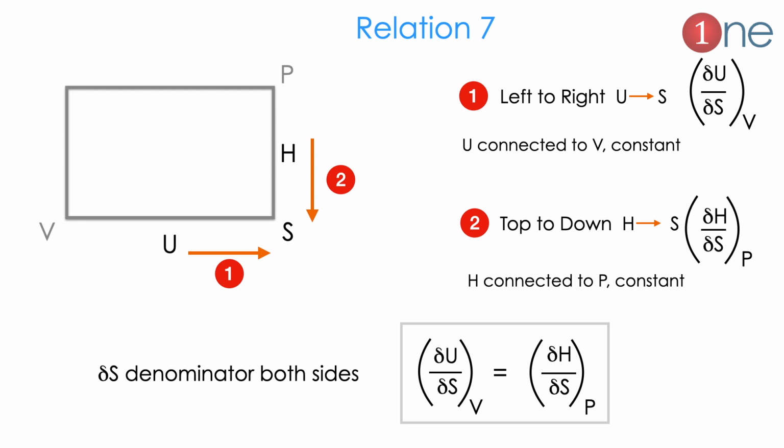The seventh relation is we take the S corner, where we start from U to S, so ∂U/∂S, and the next one is ∂H/∂S. So the constant here is U attached to V, H attached to P. So the constants are V and P. So we will write ∂U/∂S at constant V equals ∂H/∂S at constant P.